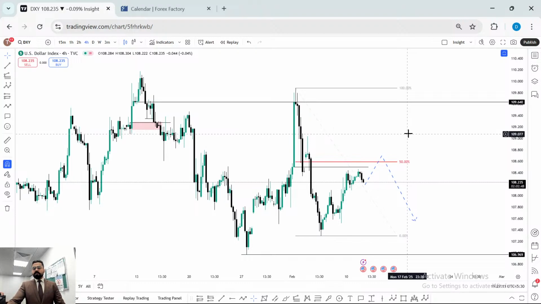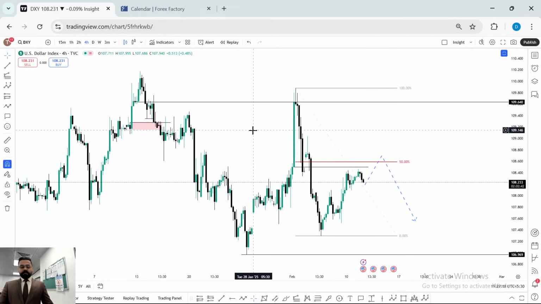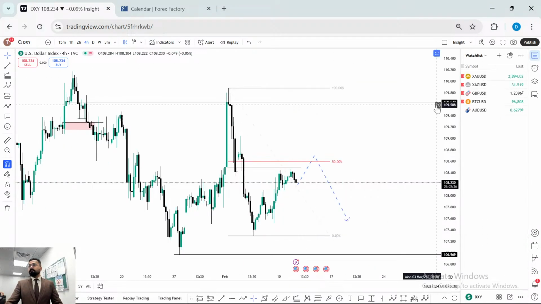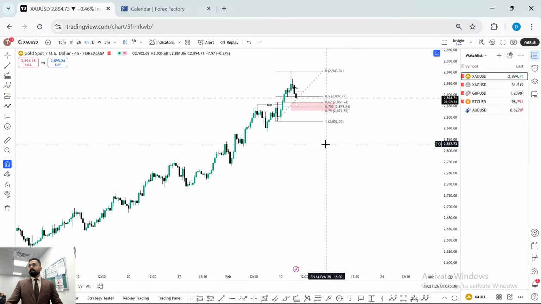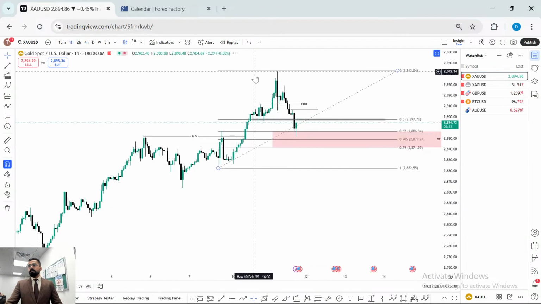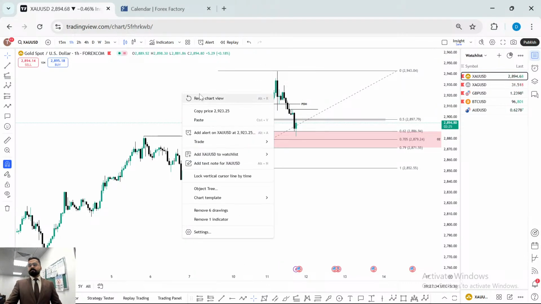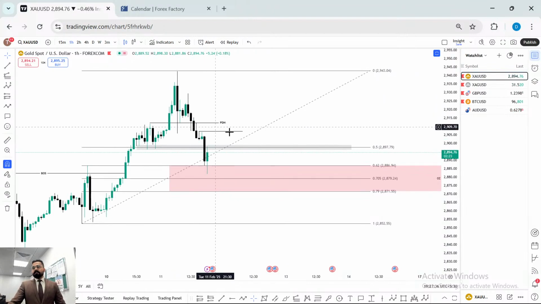Keep your eye on the DXY. PDH means previous day high. That is another concept in gold, which I believe you have seen. Here you can see this is a PDH, the previous day high point we have marked. Why? Because there are some concepts, obviously. That is why we have marked this. So don't go for it.